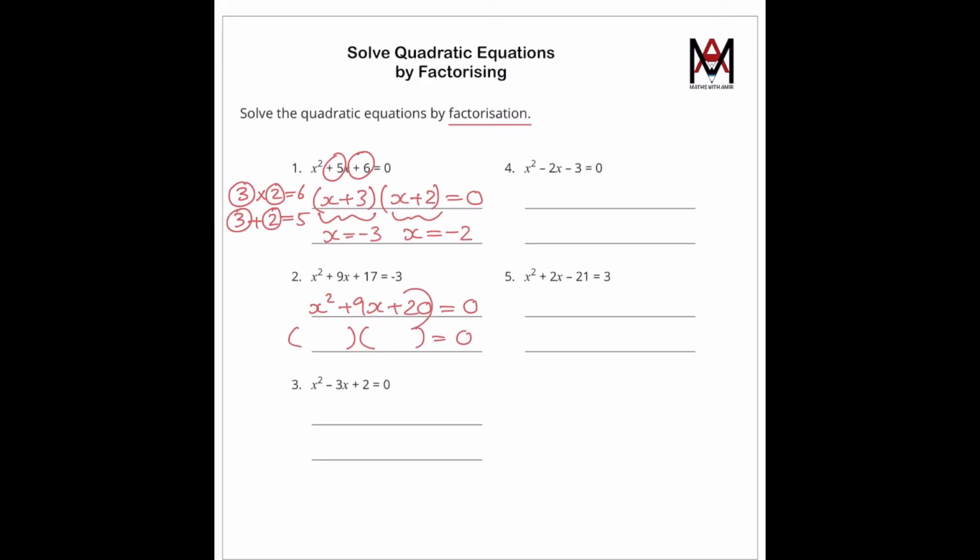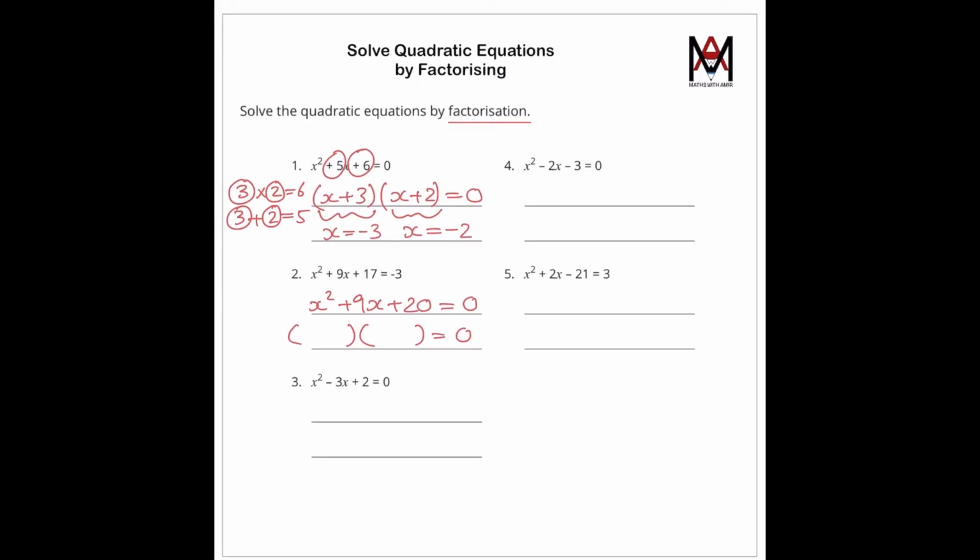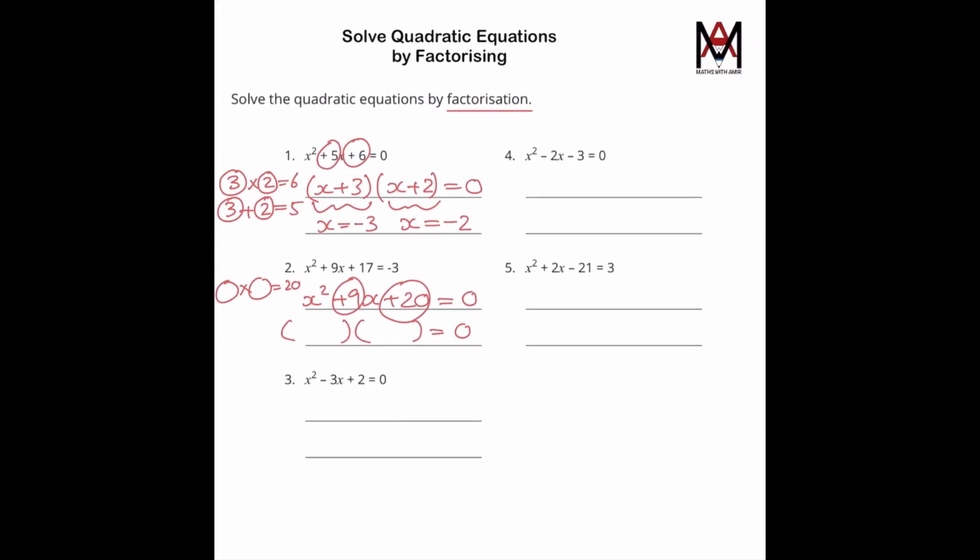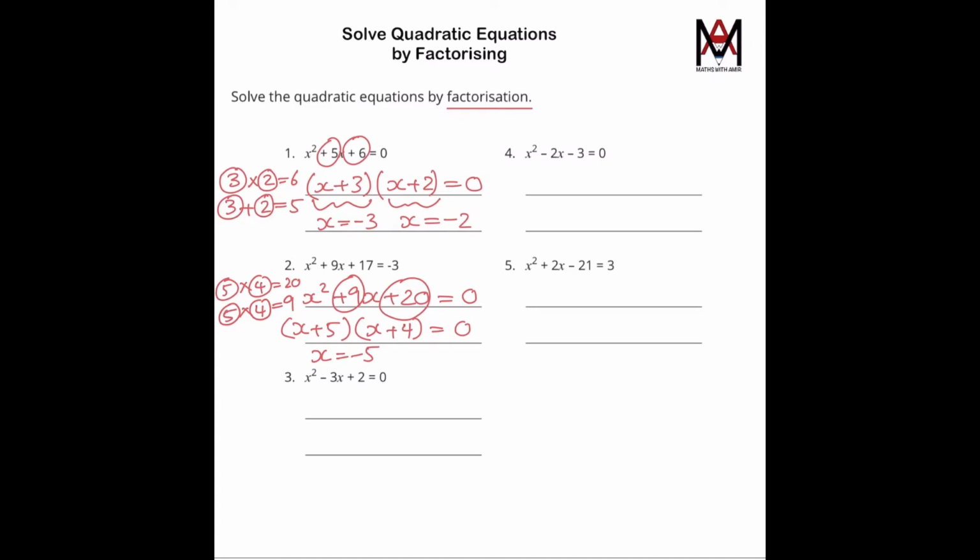Now again, two numbers that multiply together to give us 20, and the same two numbers that added together to give us 9. So that's going to be 5 and 4, positive 5, positive 4. So the solutions are negative 5, as negative 5 plus 5 is 0, and negative 4, as negative 4 plus 4 is 0 also.